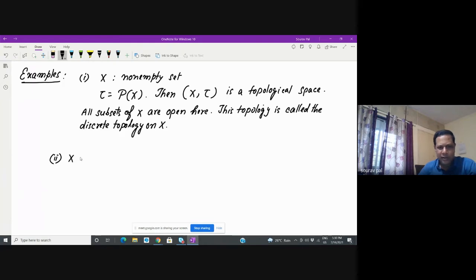A different example. If you choose X to be a two-point set, say it contains two elements A and B, and if you choose tau to be phi, A and X itself. Note that phi and X, the empty set and the whole set, have to be there in the topology, otherwise it is not a topology. So I am collecting these three. Now the question is whether this is a topology. Can anybody tell me whether this is a topology?